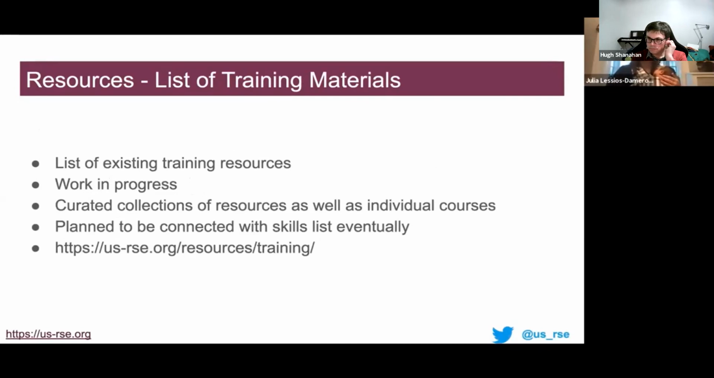And eventually we hope to link this to our skills list and to the archetype list so that someone could directly go to a specific skill and then find trainings for them, or go to what they classify themselves at and then see what might make sense for them to look at.